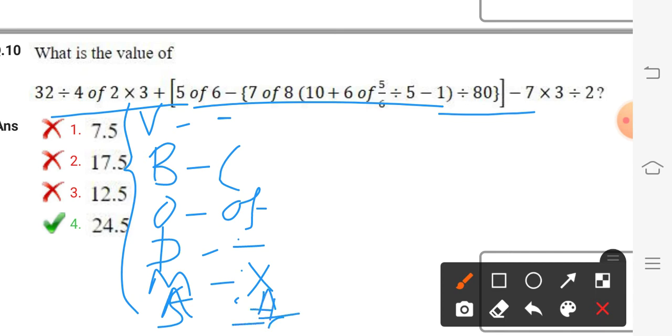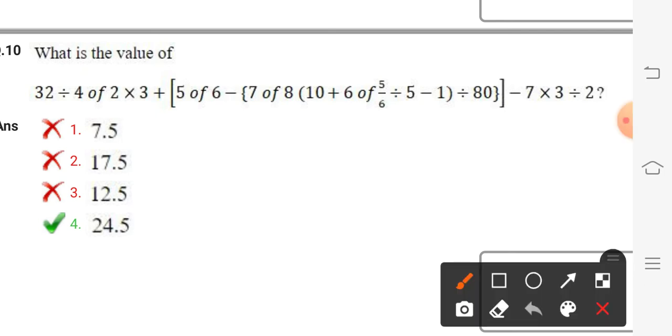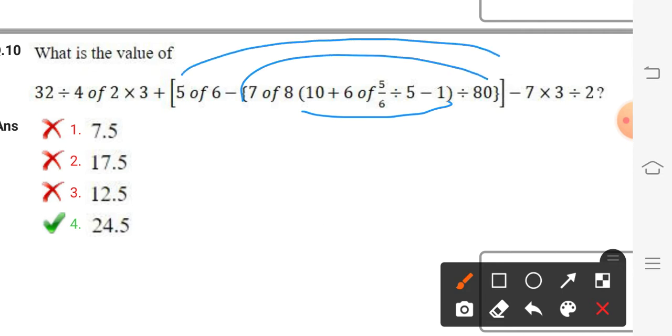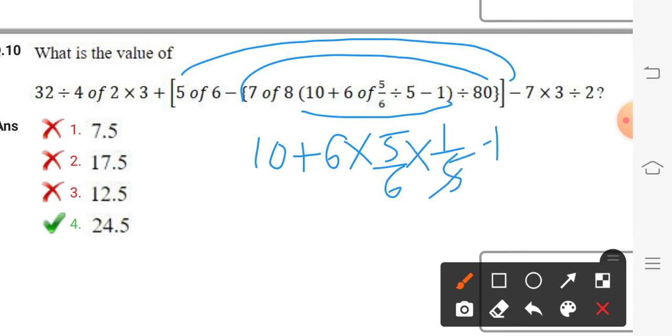So here, first we solve this bracket. After that this, then this value. Here 10 plus 4, 10 plus 6. Of half means multiplication mark. Don't add 6 to the 10. 6 into 5 by 6 divided by. When we change divided by into a multiplication mark, we get 1 by 5 minus 1. 5 cancel, 6 cancel. 10 plus 1 minus 1. This total value is 10.